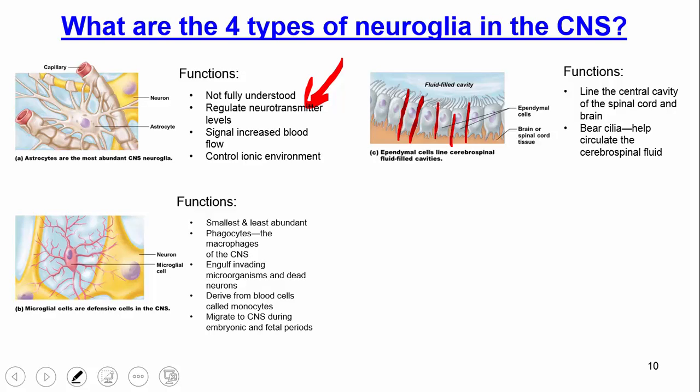They have cilia, right? So they can push substances around to help circulate the cerebrospinal fluid. Whenever you see cilia, you want to think transporting substances, moving them around.